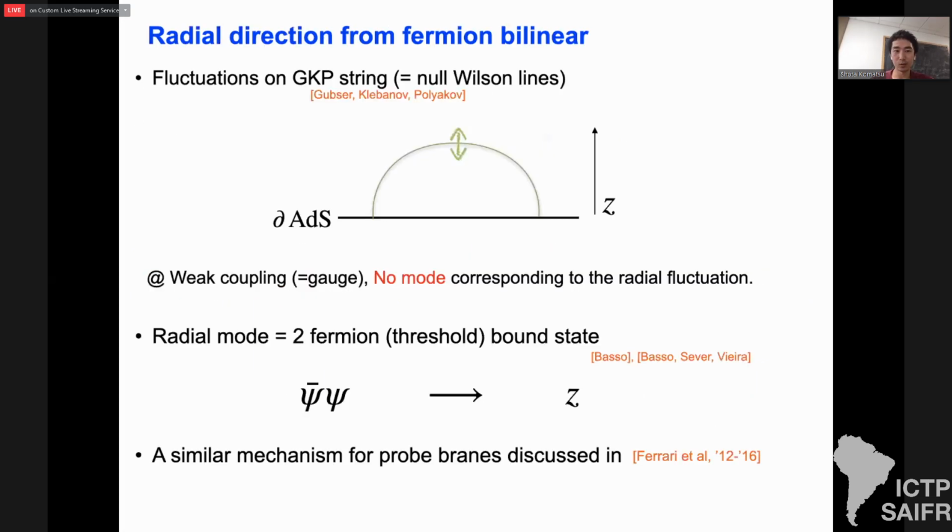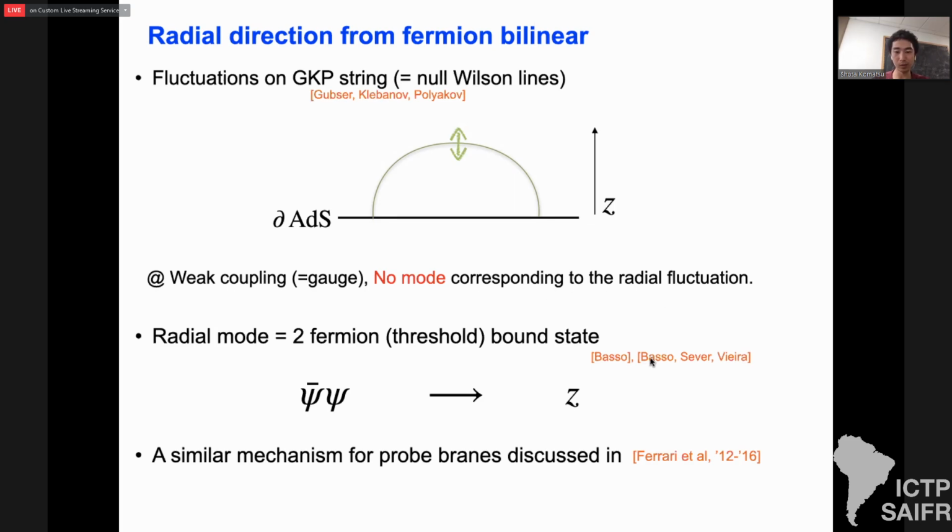Let me just give you one example. An example is a fluctuation of the so-called GKP string, which is dual to null Wilson lines. As you can see in this picture, at strong coupling, namely on the AdS side, the string can vibrate along the radial direction. However, at weak coupling, if you do the computation, then you see no mode corresponding to the radial fluctuation.